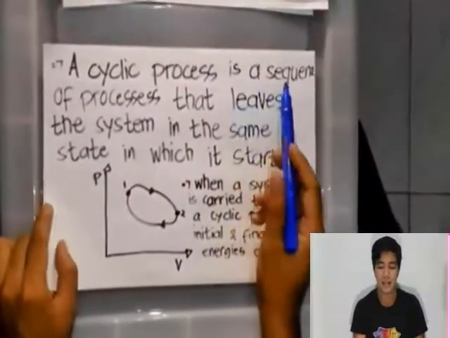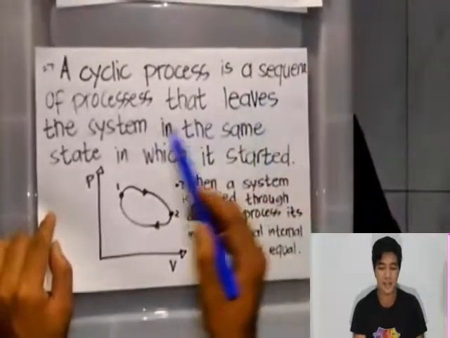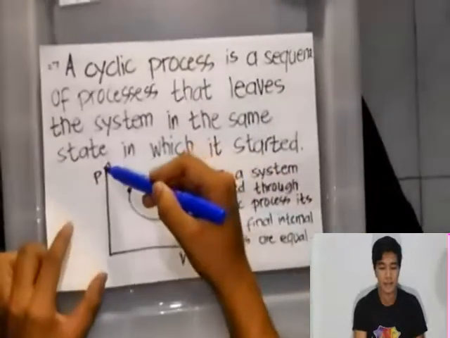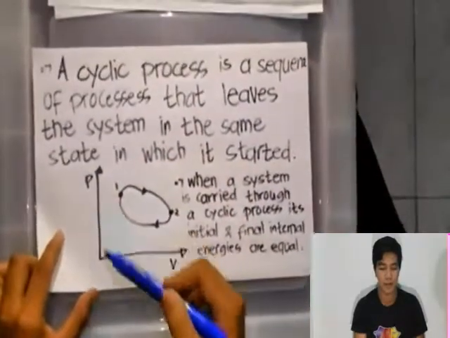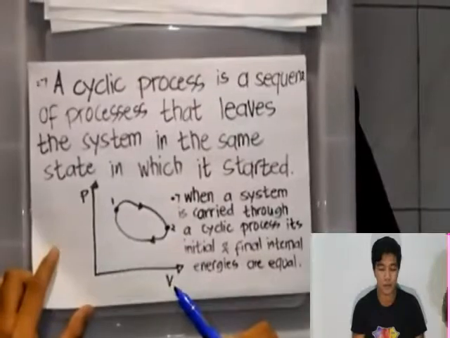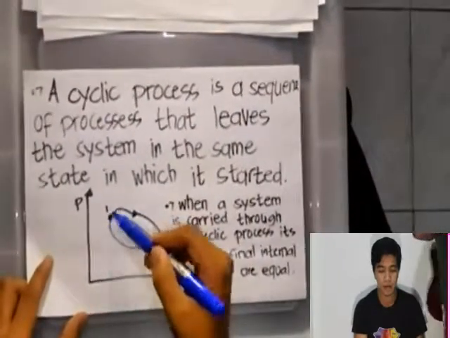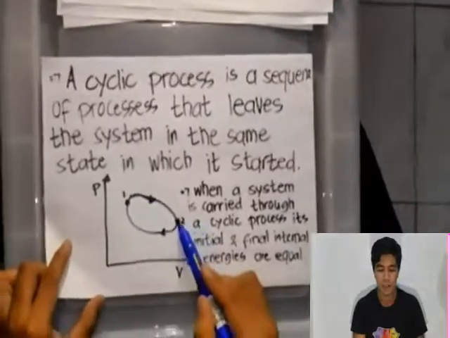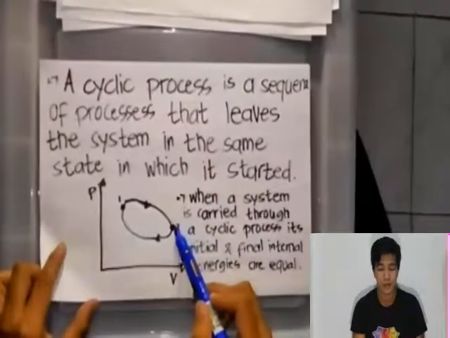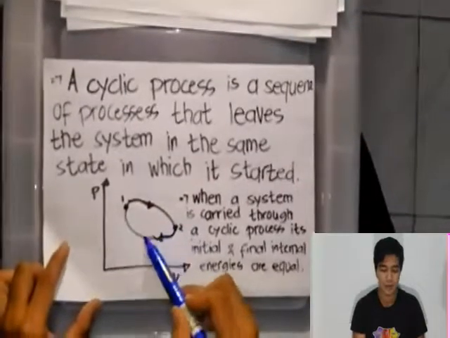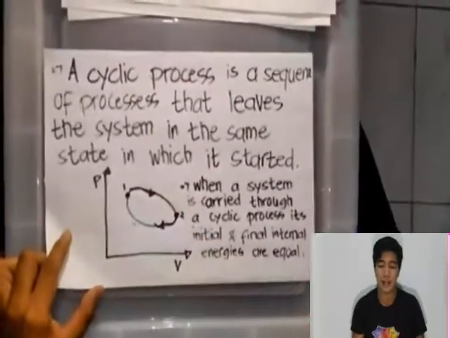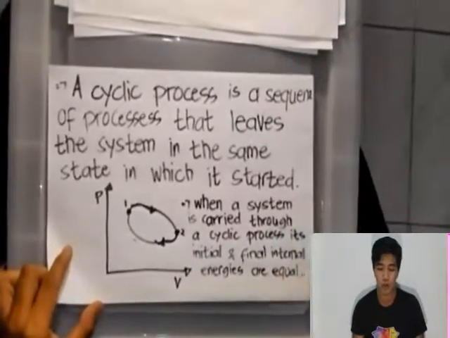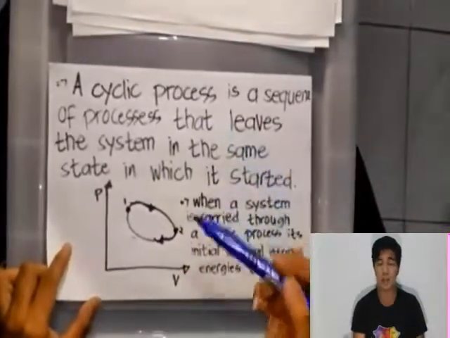A cyclic process is a sequence of processes that leaves the system in the same state in which it started. So, we have here example, pressure versus the volume. So, we have here the point 1 na nag-leave siya sa system, paingon siya sa point 2. Pero ang point 2, nibalik siya sa point 1. So meaning, kung mag-leave siya sa system, mubalik gihapon siya kung asa siya nagsugod. Muna siya ang cyclic process, zero siya.